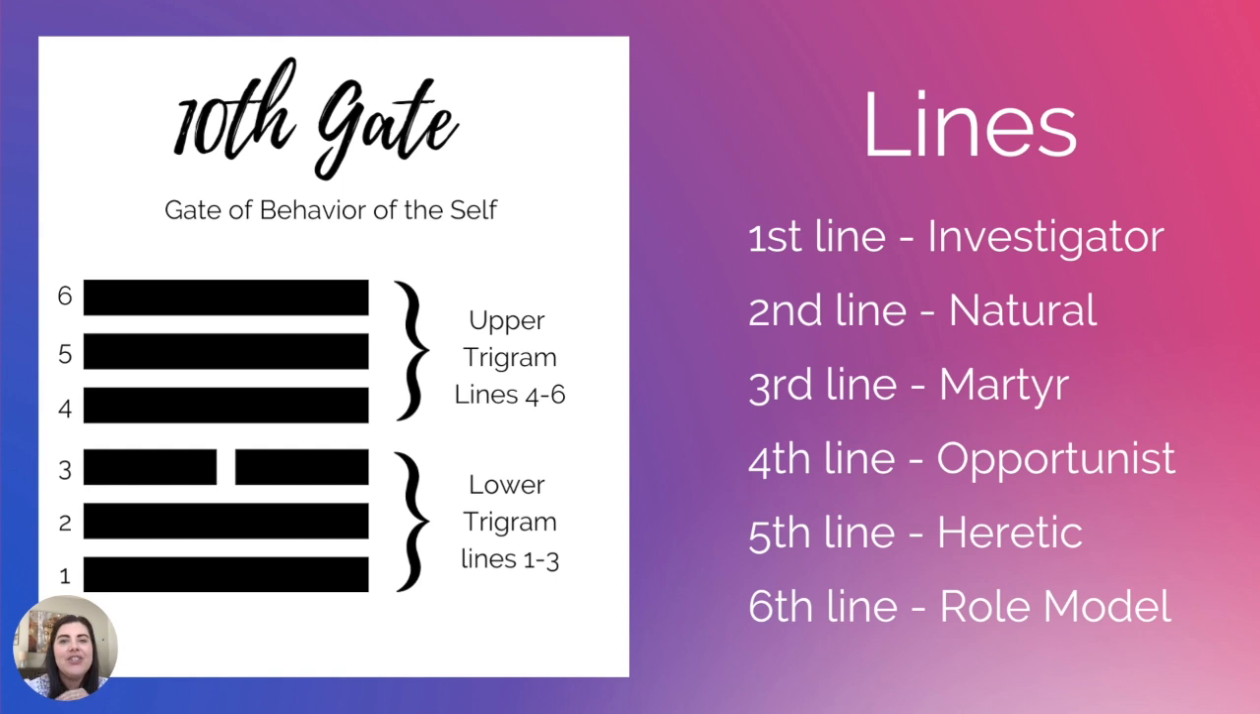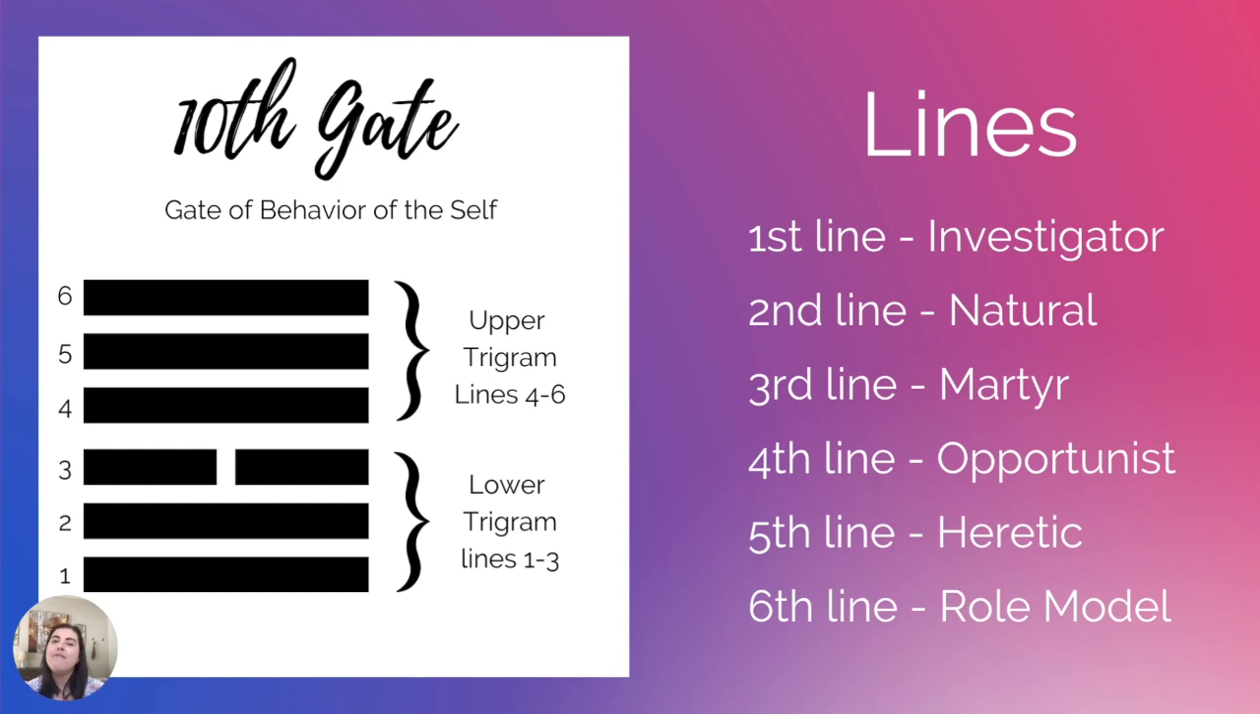So our third lines are here to experience the full spectrum of what this 3D physical world has to offer. Okay, let's move up to the upper trigram. Line 4, our opportunists. So the fourth line is the foundation of the upper trigram.